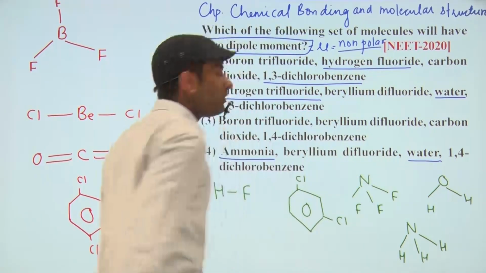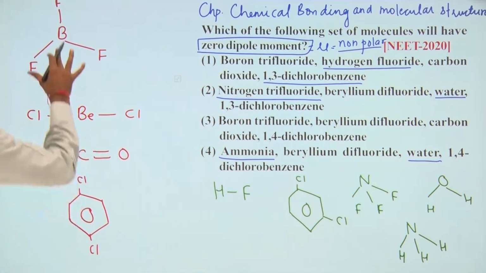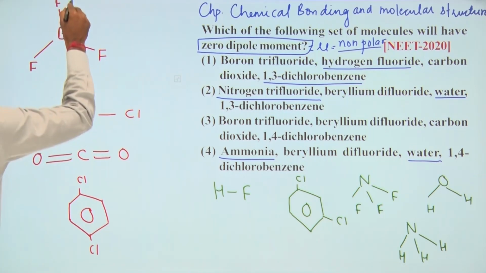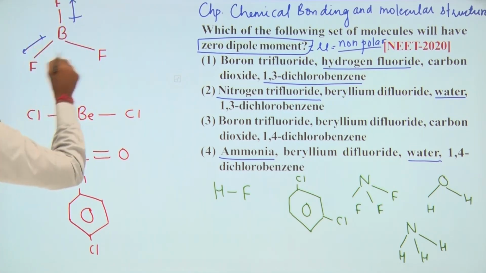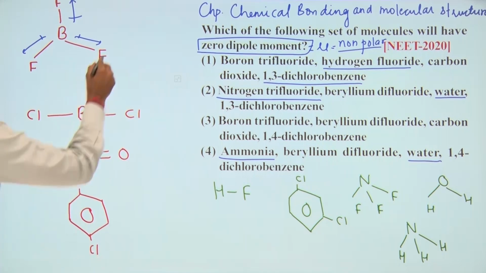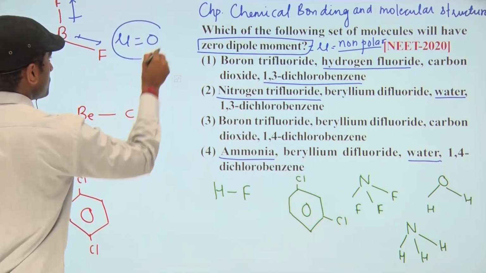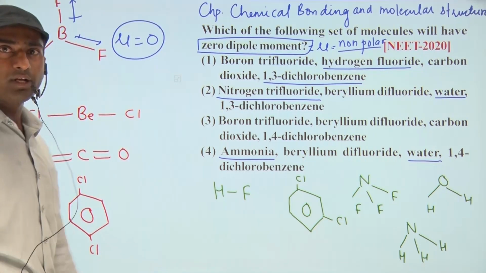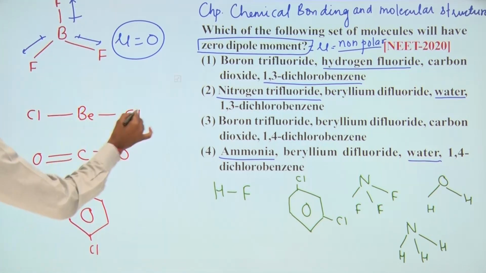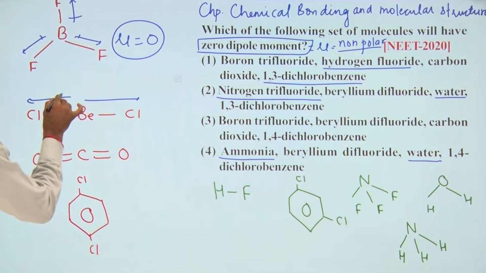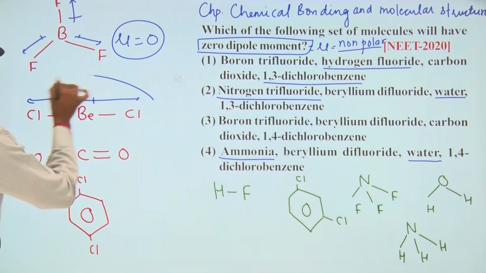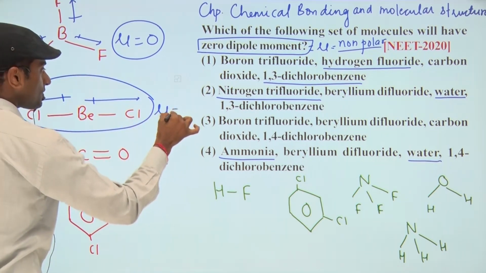Non-polar. And those molecules which are planar, like we can say BF3, boron trifluoride, the direction of polarity is towards fluorine. So the resultant dipole moment equals 0. Though the bond is polar, the molecule is non-polar. Next, BeCl2. Again, we are getting the planar structure, and the overall dipole moment equals 0.